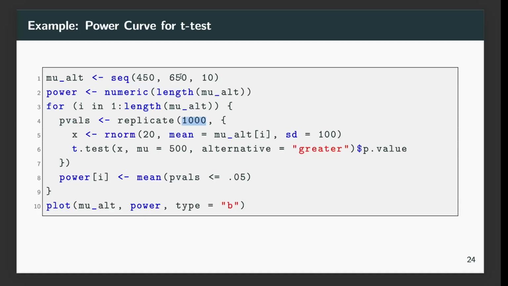You don't realize this because once you run this, it runs instantly on the computer. Even if you increase this 1000 to 10,000, which will end up with 21 times 10,000, which is 210,000 t-tests, you can still get a very fast result.